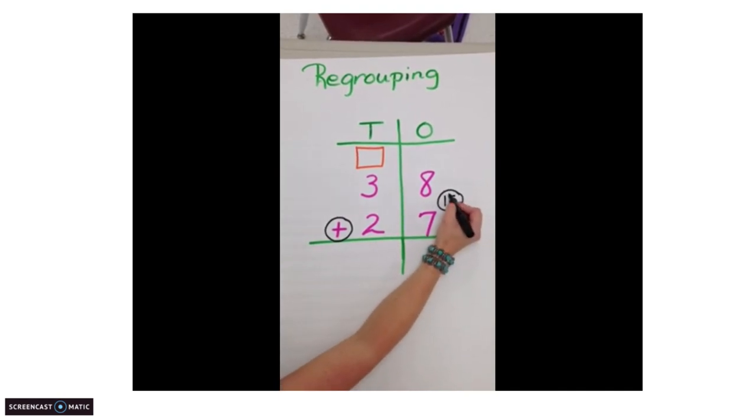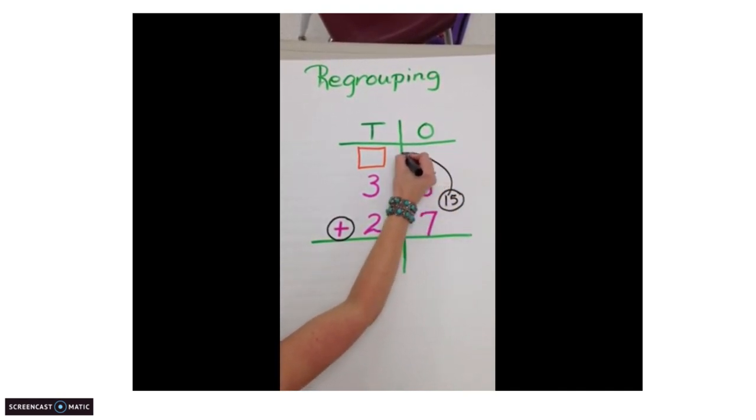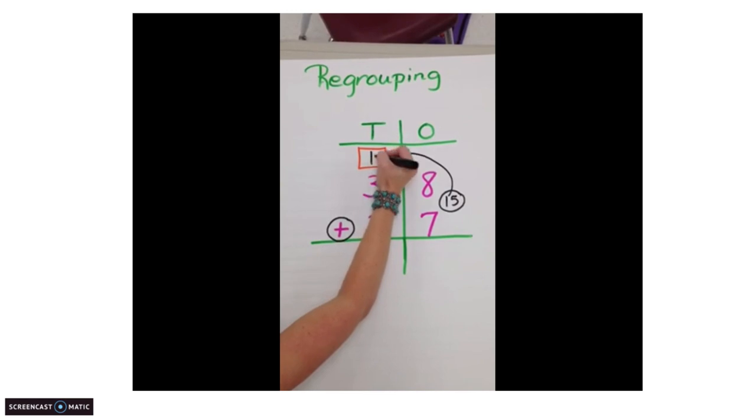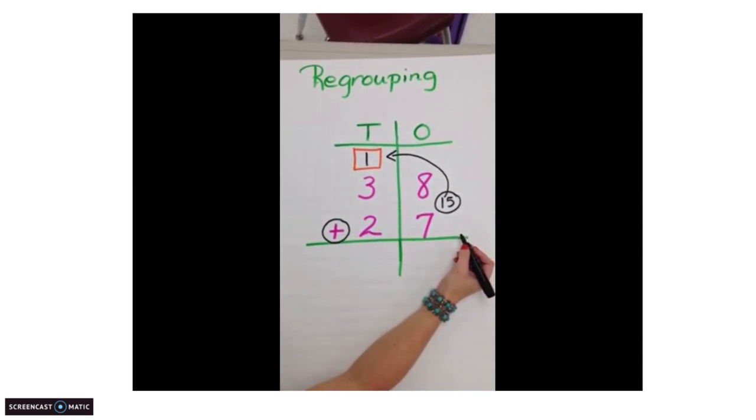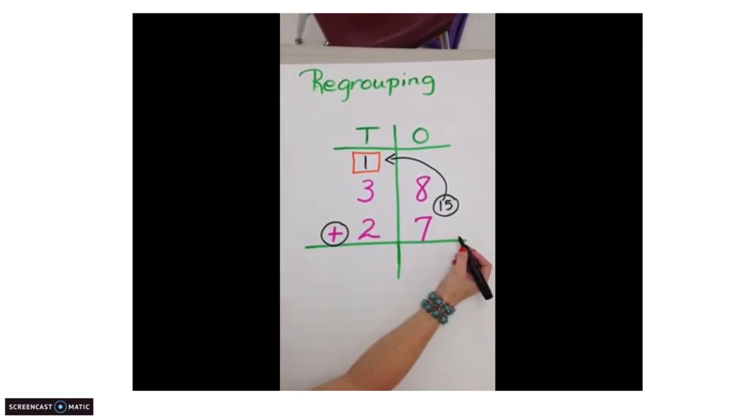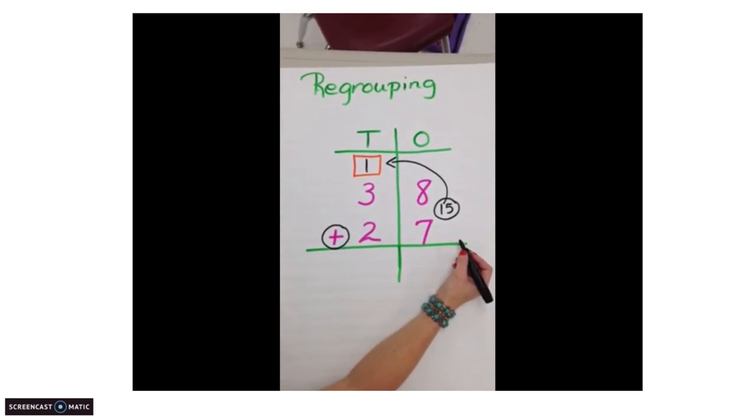You make a bundle of 10 and move it on over. Then add it to the tens place.